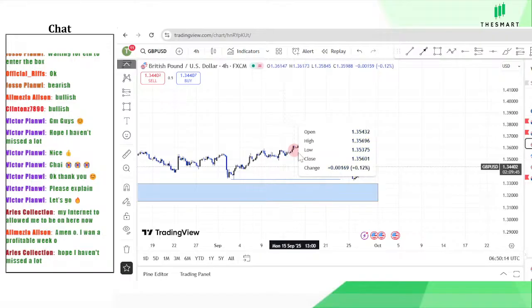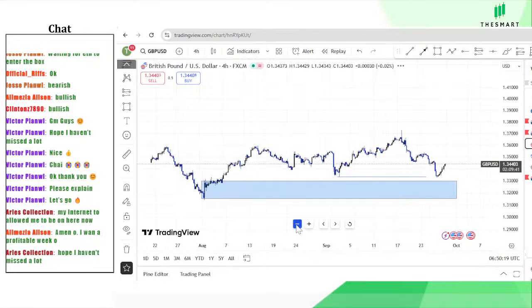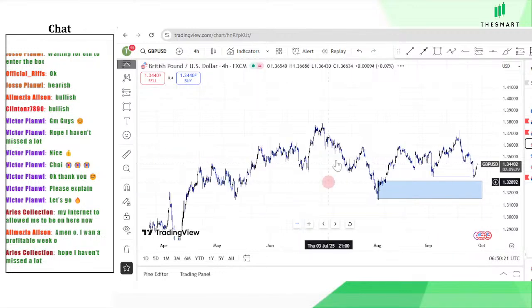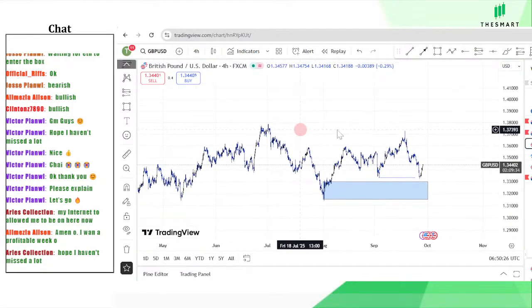Amen. I want a profitable week. Definitely, it's going to be a profitable week if we stick to our rules. You know, the market is always right. That is one thing traders don't know. The market is always right.